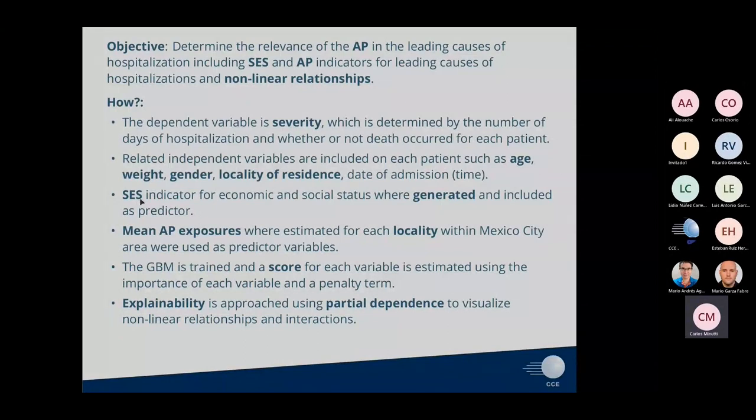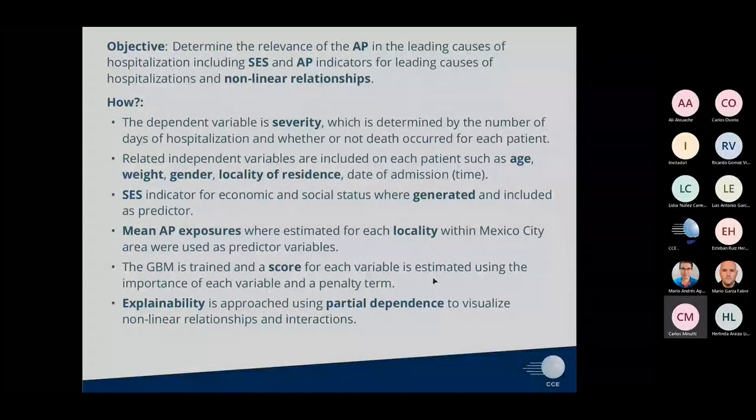For the socioeconomic status indicators, usually you can find only indicators that include the economic factor or the social factor, but we needed both at the same time. So we generated an indicator for this task, and this is included as a predictor variable. For the air pollutants, the main air pollutant exposure was estimated for each locality within the Mexico City area and used as predictive variables. And the gradient boosted strength and the score for each variable is estimated using the importance of each variable and a penalty term. I'm going to show later how this score is estimated. And the explainability of the model is approached using partial dependence graphics, so it's easier to understand these nonlinear relationships.